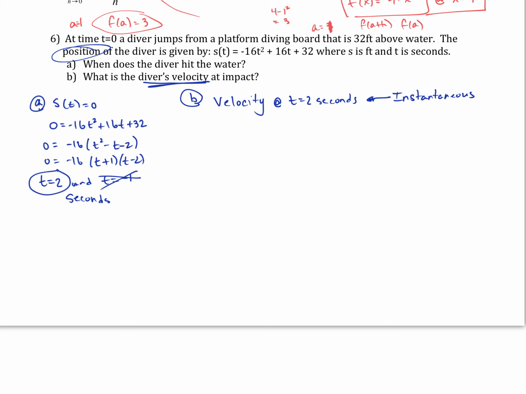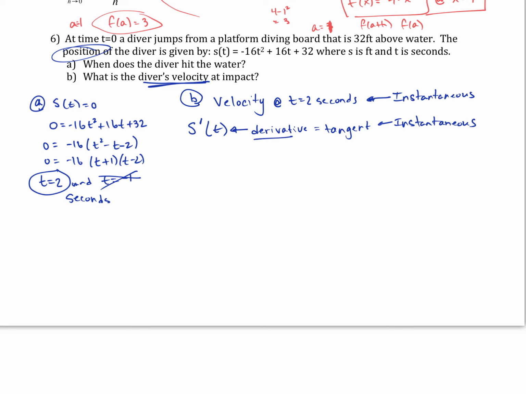I'm not saying what is his average velocity when he jumped off the platform to when he hit the water. I'm not asking for that. I'm saying what is the velocity when he actually hit the water. So that is an instantaneous velocity. So since it's instantaneous velocity, we need this s prime of t. We need the derivative. The derivative is the tangent, which gives us the instantaneous, as I've said it so many times already in this video, at the beginning of the video.